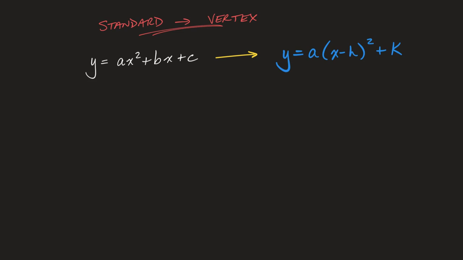What you see on the screen right now, there is my standard form parabola. I put it in white. That is my given form for my function. In order to turn that into vertex form, I have to change it into the blue. And what we're going to do now is go through a process to do that.